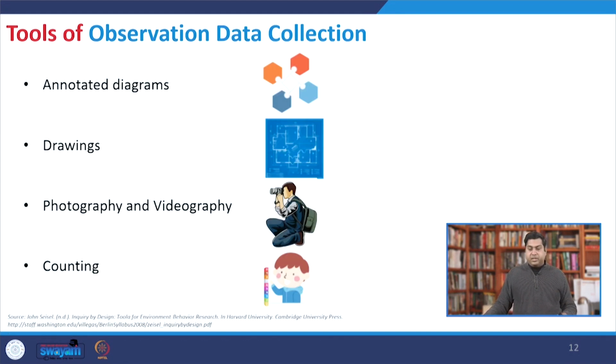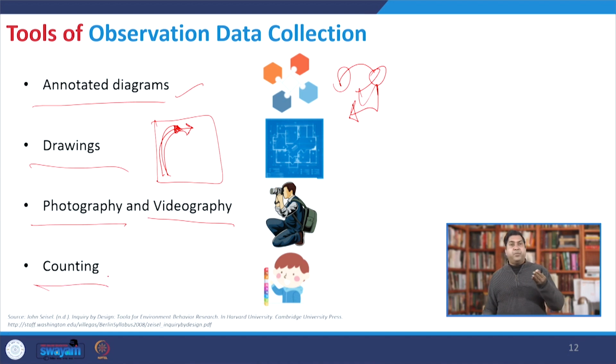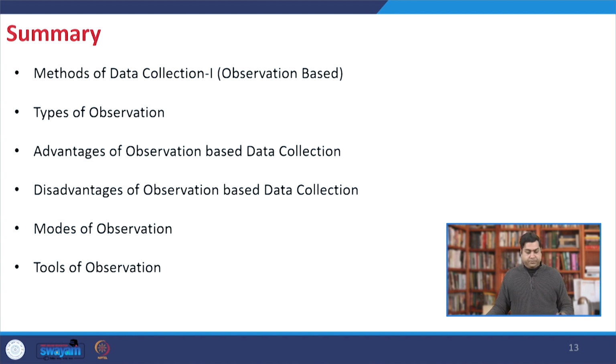Tools of observation data collection: it can be an annotated diagram, where you can map those activities and make some mind map of how things are happening. It may be through drawings; you can make a drawing if you want to study, okay, this is the space and people are going to this place the most. It may be through photography and videography, and also through counting. So, depending on the purpose, you can select the tool for observation data collection.